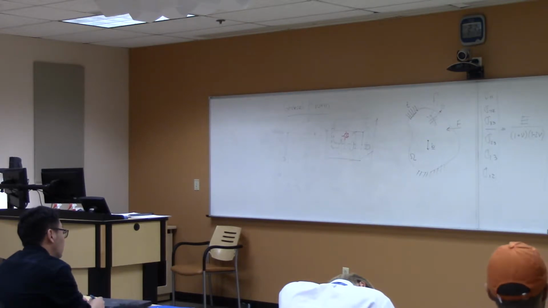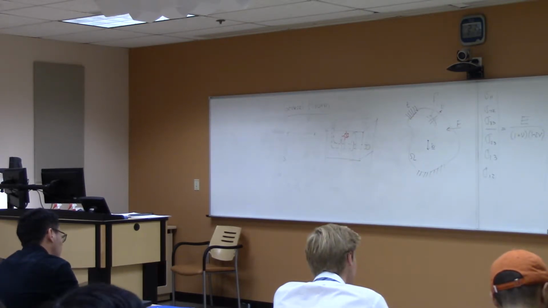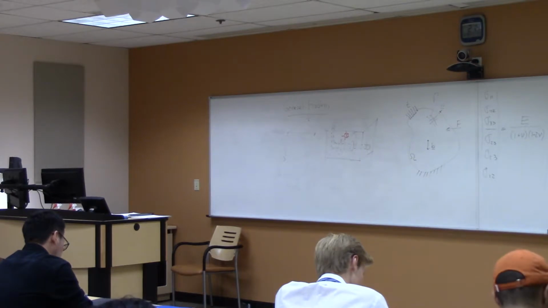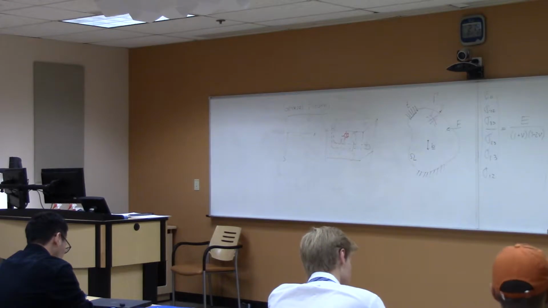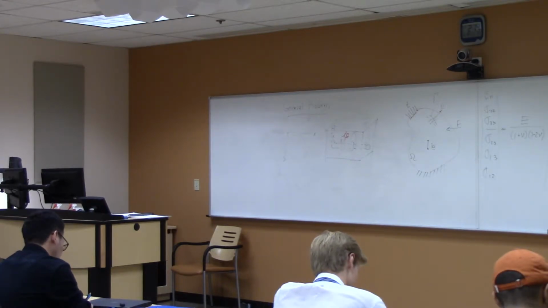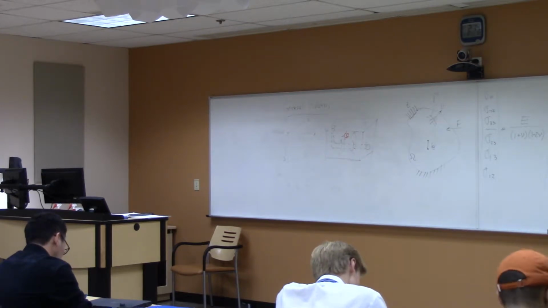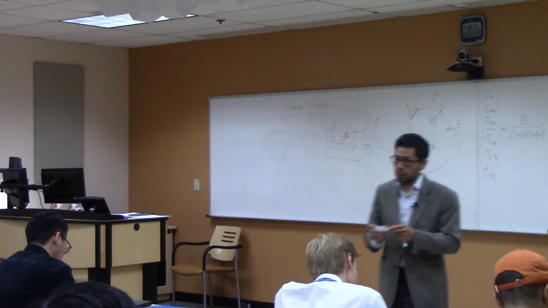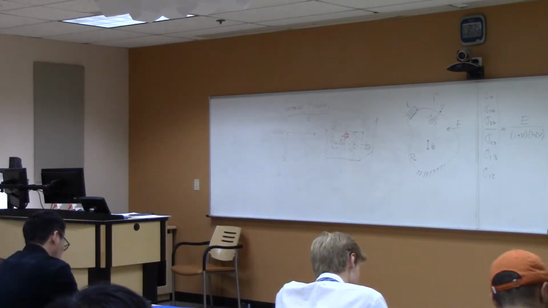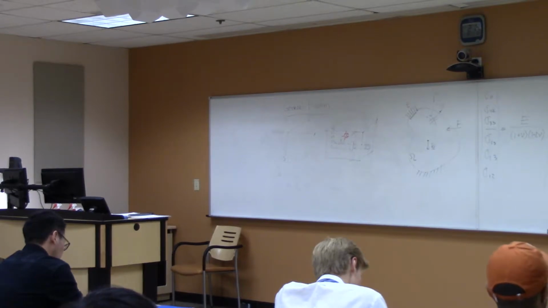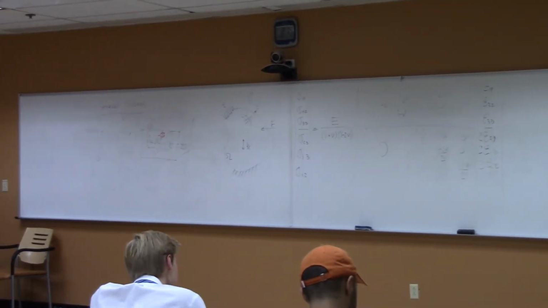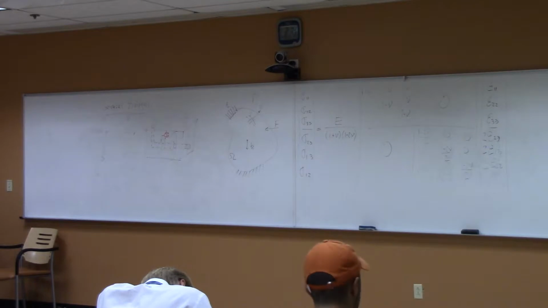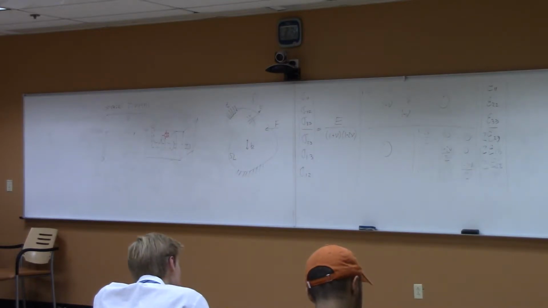Epsilon 1,1, epsilon 2,2, epsilon 3,3, 2 times epsilon 2,3, 2 times epsilon 1,3, and 2 times epsilon 1,2, right? Okay. So what we're going to do now is change this stiffness matrix using some other moduli that are going to be more convenient to solve these equations. And these moduli are the Lamé parameters.